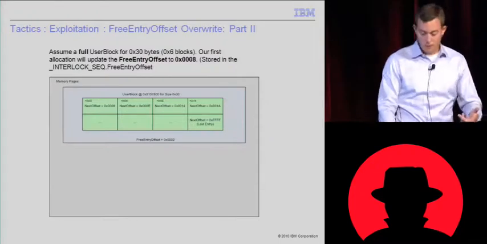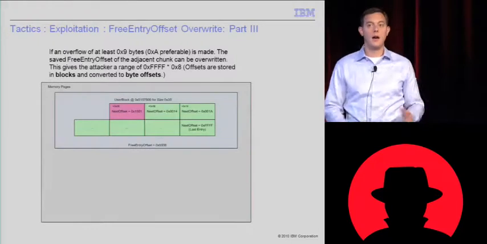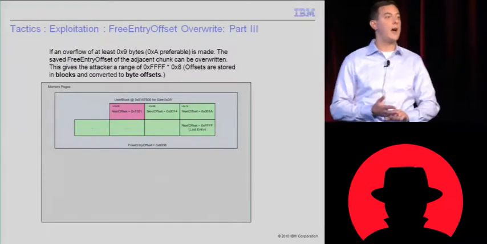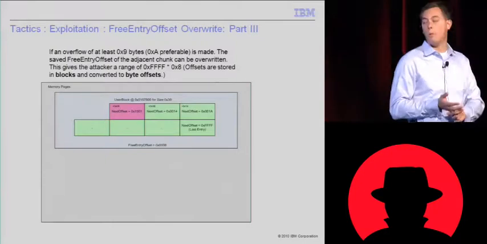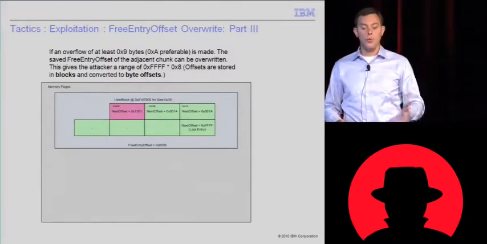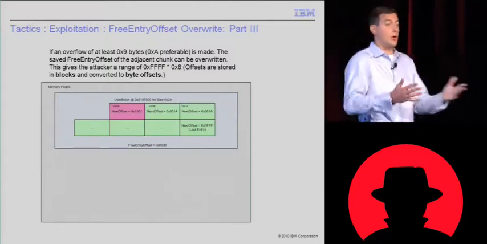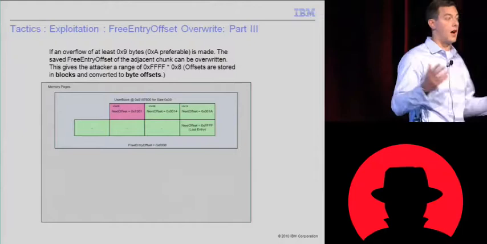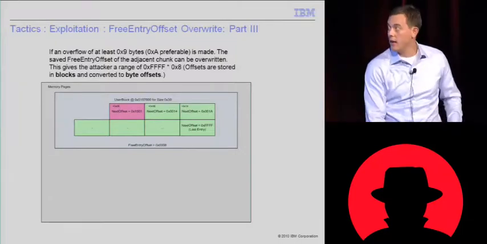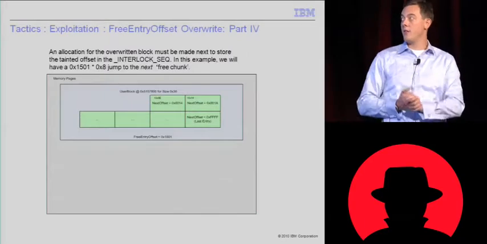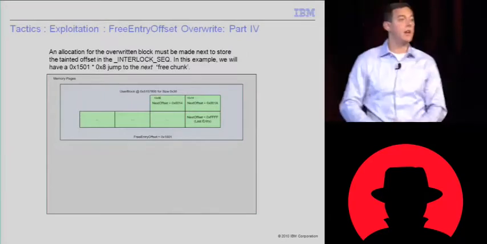Well, what if you make an allocation and you overwrite the next offset entry? That basically assumes you have at least 9 bytes of overflow, 10 to be preferable. If you overwrite this next offset, you can overwrite it with whatever short you want, right? So that's FFFF times 8. That's forward range that you have. You make another allocation. The free entry offset now is a value that I wrote, 1501, instead of E that it should have been.